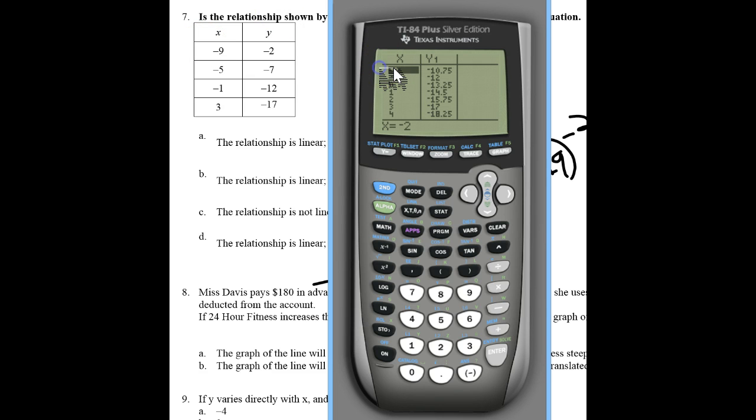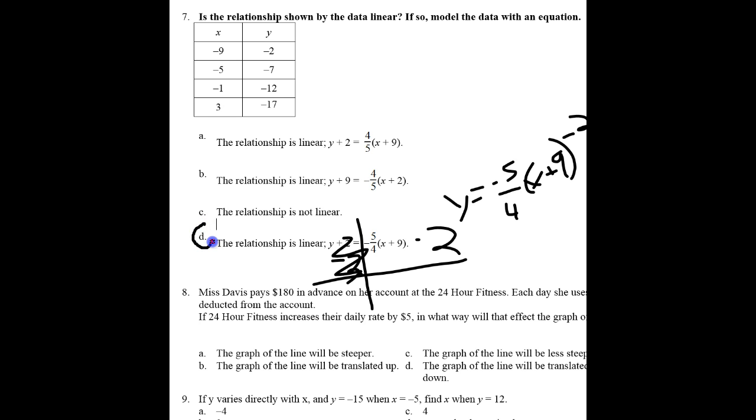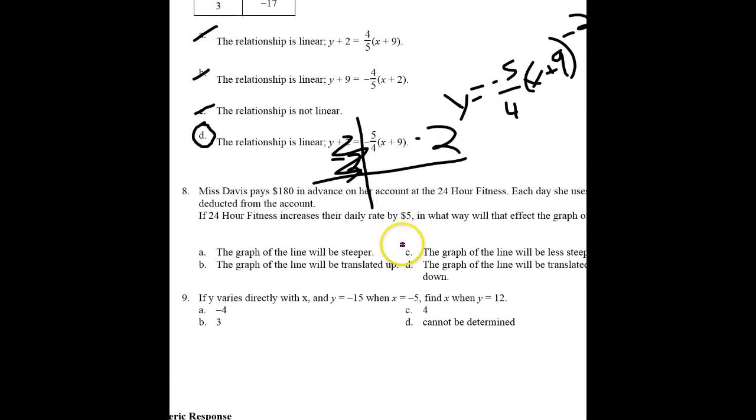So I have negative 9, negative 2, and I see that I do have that point on my table. Then I have negative 5, negative 7, that's true. Negative 1 and negative 12, that's also true. And 3 and negative 17, which is also true. So I know that my answer is D. Notice that once I solved it for y, I did not even bother to distribute this fraction across the parentheses and then combine my like terms, because it says y equals, so I can automatically put it into y equals in my calculator.